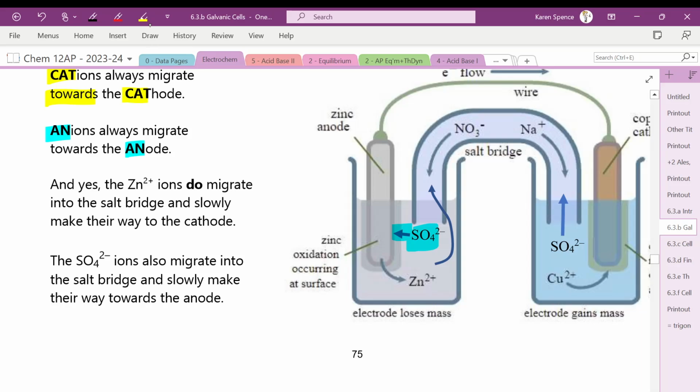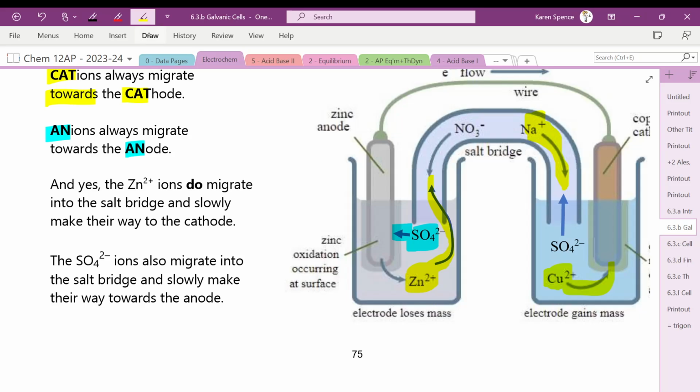The zinc will actually move up into the salt bridge and move towards the cathode because the cations move towards the cathode. Sodium in our salt bridge will move towards the cathode. Okay, the copper moves towards the cathode and then it actually gets reduced. So all the cations are eventually making their way over to the cathode.